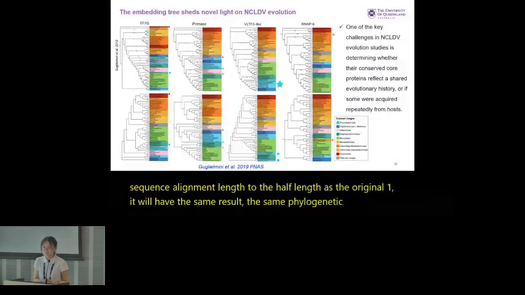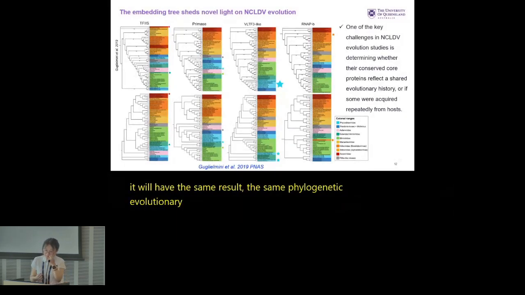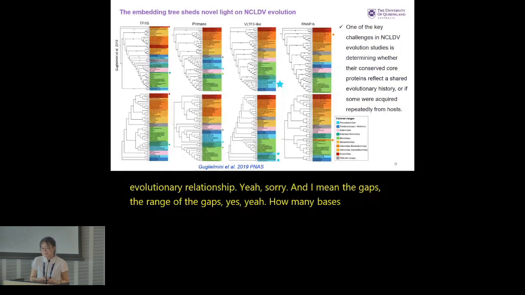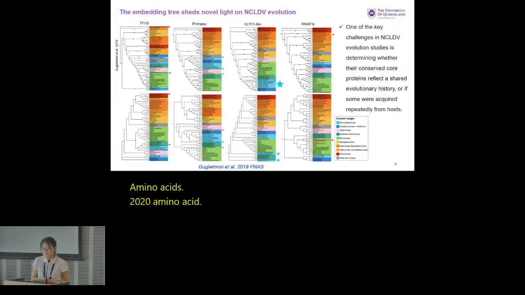Yeah, sorry, I mean the range of the gaps. How many bases or amino acids? 20 amino acids. Okay, thank you.